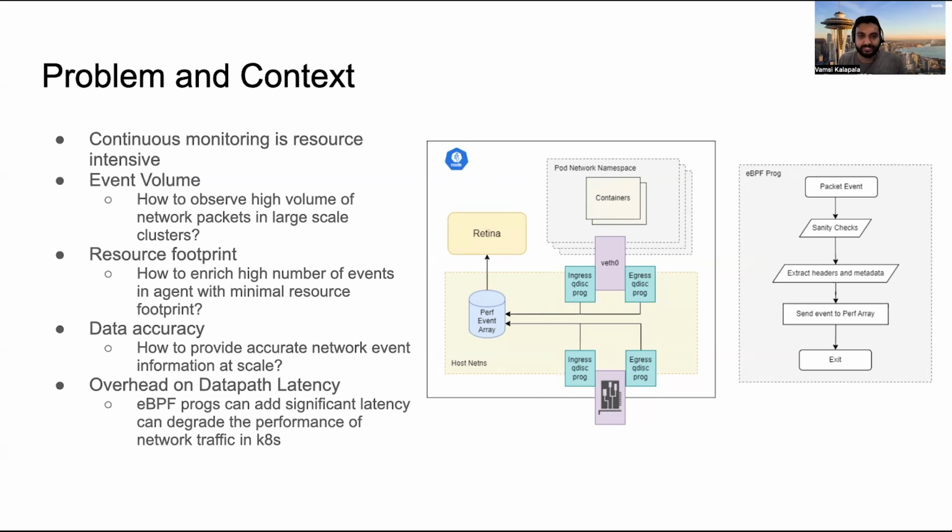Another critical challenge is data accuracy. In an environment where thousands of events are generated every second, ensuring that the information collected is accurate and actionable is paramount. Lastly, there's the overhead on data path latency on customer workloads. eBPF programs, while powerful, can introduce significant latency, particularly when they are not optimized. This added latency affects the overall performance of the network, which is something we must carefully manage. The challenge here is to achieve accurate network event information at scale without sacrificing performance and efficiency.